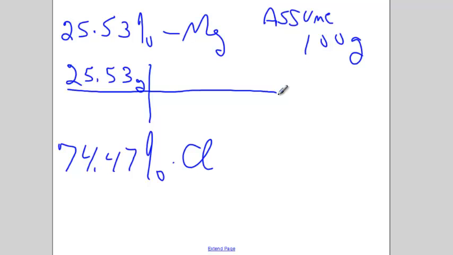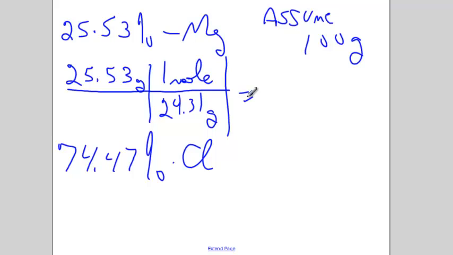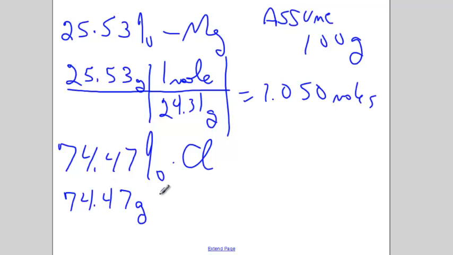So we're going to take these grams and we're going to turn them into moles. So the molar mass of Mg is 24.31 grams. So we're doing simple gram to mole conversion. 25.53 divided by 24.31 gives me 1.050 moles. Now this one, again, we're assuming 100 grams, so 74.47 grams of Cl.